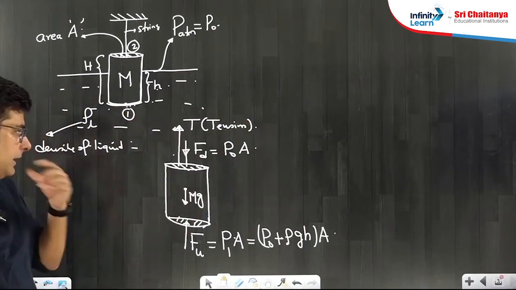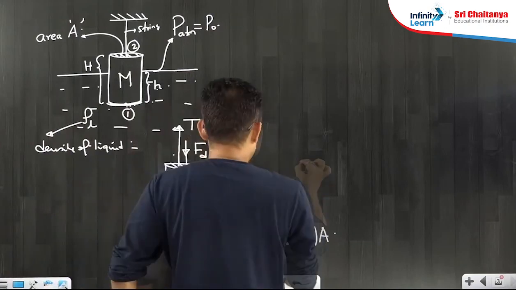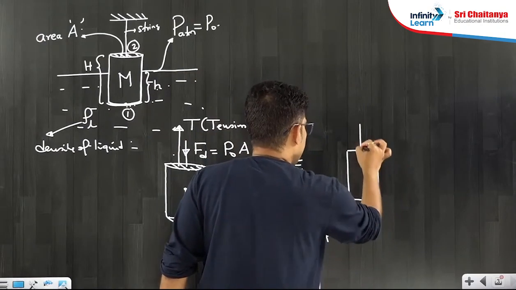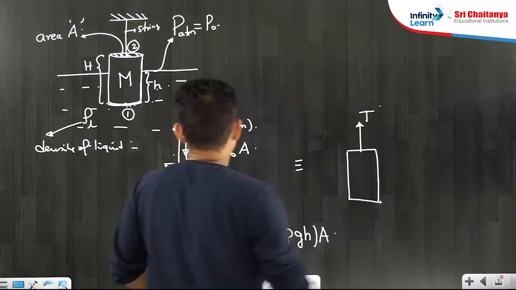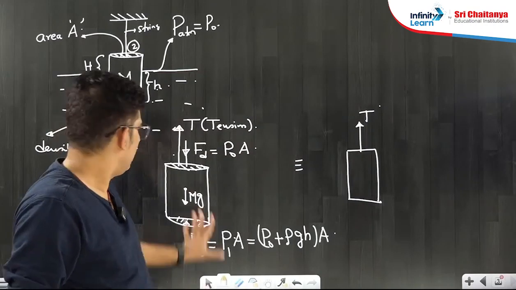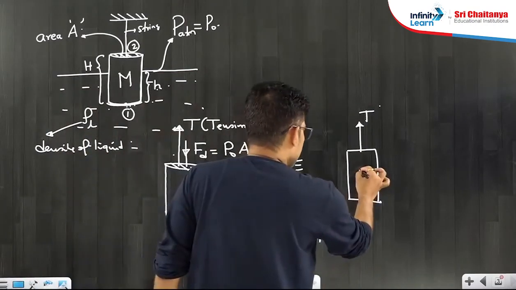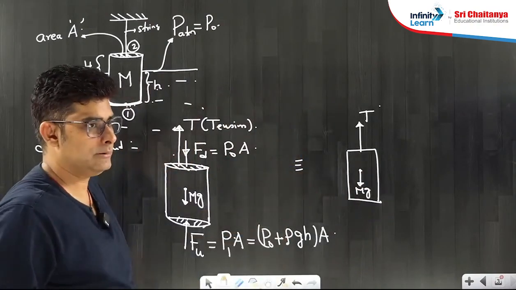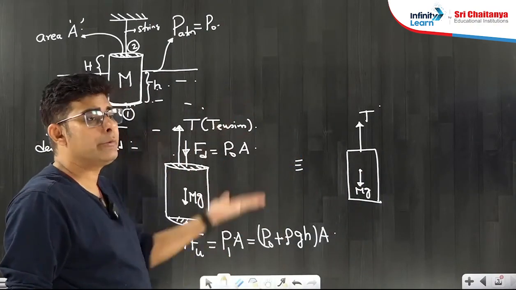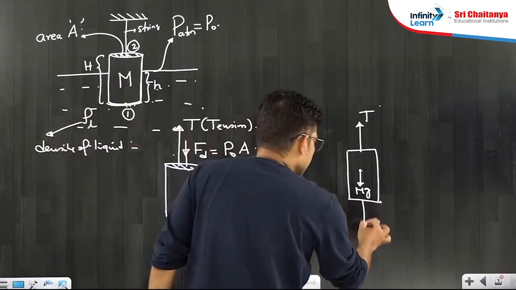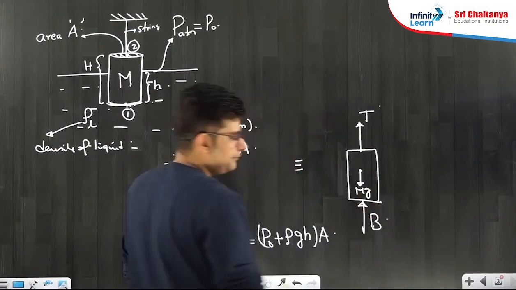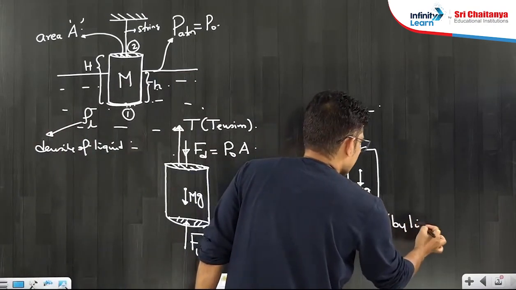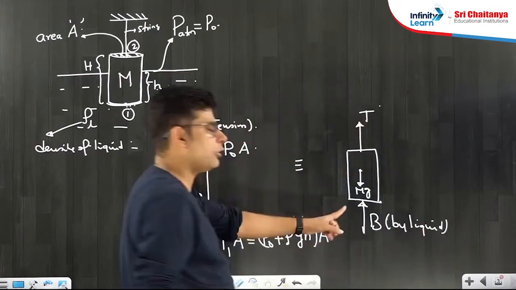Clear? Okay. Now what I am doing is, just see this diagram. I am redrawing it. If I write this is T, there is one more force, which is mg. Now the net force by the liquid in the upward direction is called buoyancy.